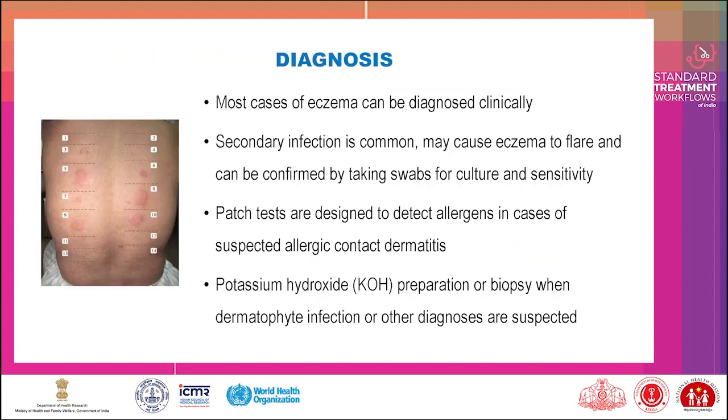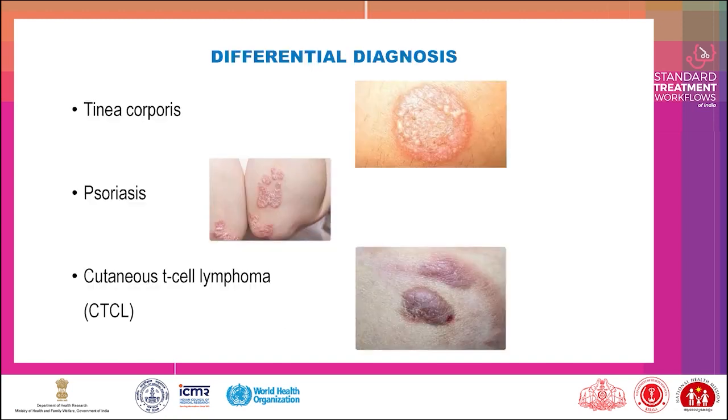Diagnosis. Most cases of eczema can be diagnosed clinically. Secondary infection is common, may cause eczema to flare, and can be confirmed by taking swabs for culture and sensitivity. Patch tests are designed to detect allergens in case of suspected allergic contact dermatitis. Potassium hydroxide preparations or biopsy when dermatophyte infection or other diagnosis is suspected. Differential diagnosis includes tinea corporis, psoriasis, and cutaneous T-cell lymphoma.